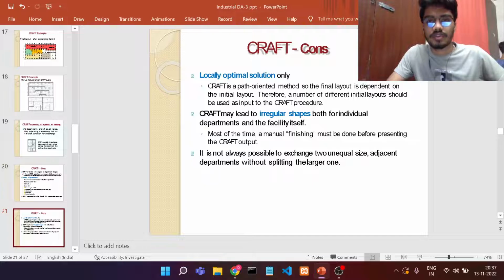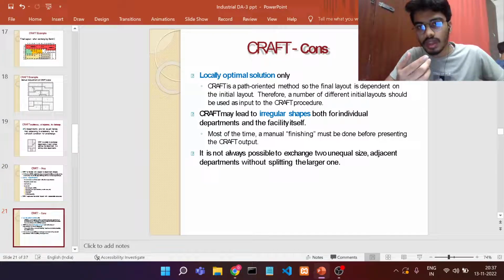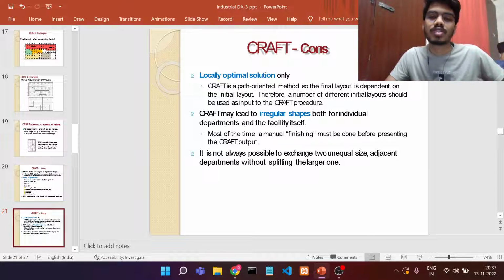And here we are for the cons. It gives locally optimal solutions only. CRAFT may lead to irregular shapes for both individual departments and the facility itself, and it is not always possible to exchange unequal size adjacent departments without splitting the larger one.